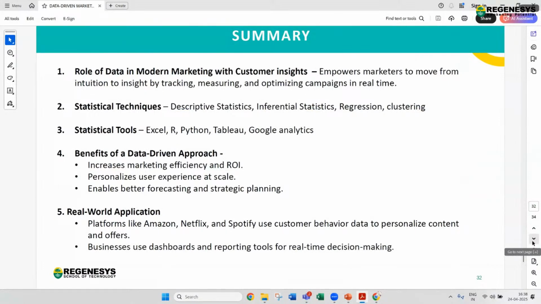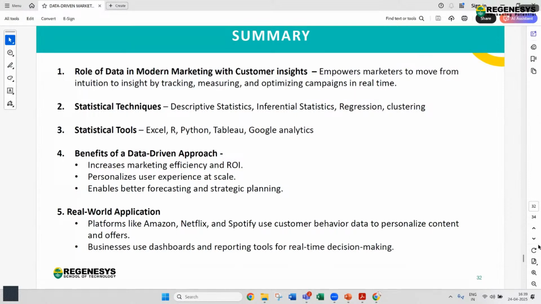Yes, a small summary about what we have learned. The role of data in modern marketing with customer insights. It empowers the marketers. Okay. So you can track, you can measure, you can optimize the campaigns. It is nothing but intuition to insight. The role of data is very, very important when you do the analysis. Because if your data is wrong, if there is an error in your data, then your entire analysis will go wrong, which will create the wrong strategies for the company, and it will not give any benefit to the company. And we have seen different statistical techniques like descriptive statistics, inferential statistics, regression, and clustering.